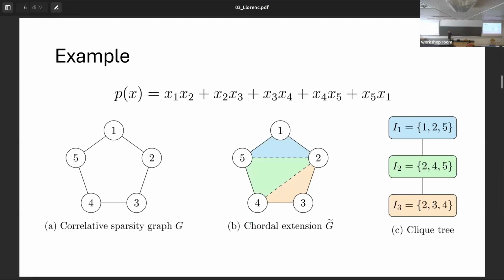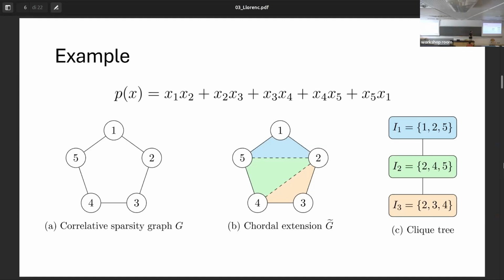Okay, so a not as easy example. Before, the polynomial was really simple, but here we have a cycle. For simplicity, 1 corresponds to x1, but basically this is the correlative sparsity graph of this polynomial. So 1 is connected to 2 and 5, appearing here at the end, etc. And now we want to do the same: build this tree decomposition of bags of variables.